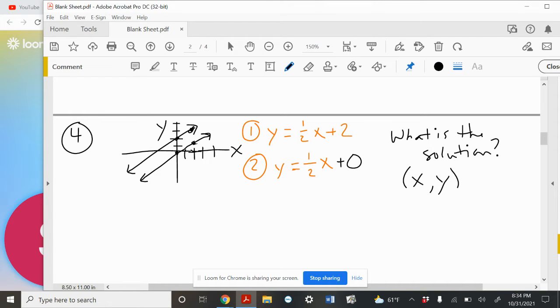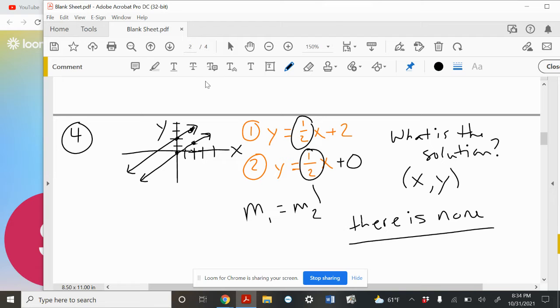But the important thing is all I have to do is just recognize if the slope of both of them are equal. Notice that the slope of the first one equals the slope of the second one. That means they will never cross. So 1 half equals 1 half. So what is the solution? There is none. They don't cross, so therefore there isn't one.